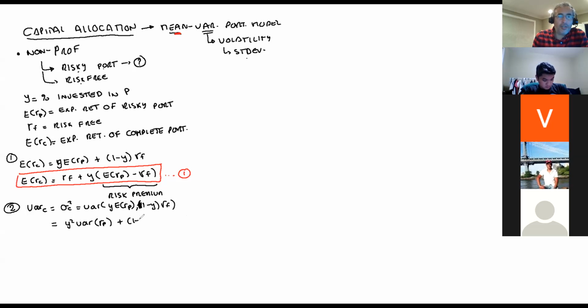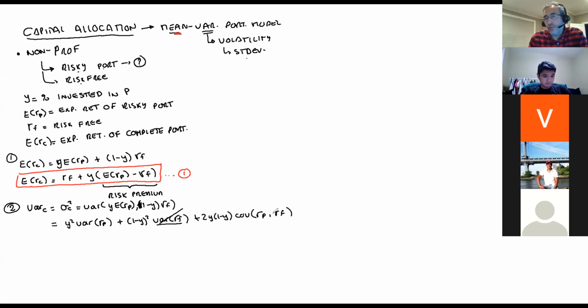plus 1 minus Y square variance of the risk-free portfolio plus 2 times Y times 1 minus Y covariance of my risky portfolio and my risk-free portfolio. Do you remember? And here, this is what I was telling you guys. What is the variance of a constant? 0. So this part disappears.